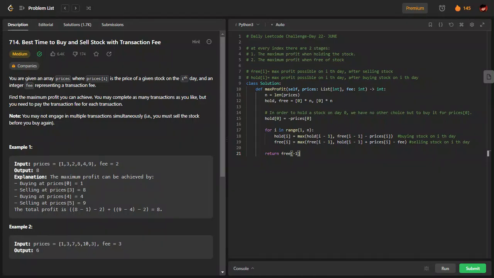Today we are at the 22nd of the June daily Leetcode challenge, and we again have a medium level question in front of us. Last 2 days we had some hard questions. Let us see what today's question is. Okay, this is question 714: best time to buy and sell stocks with transaction fee.